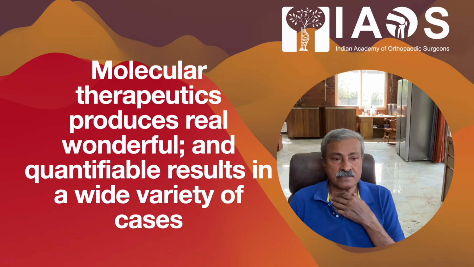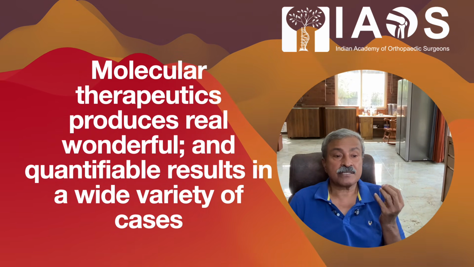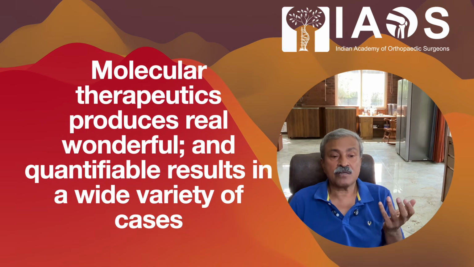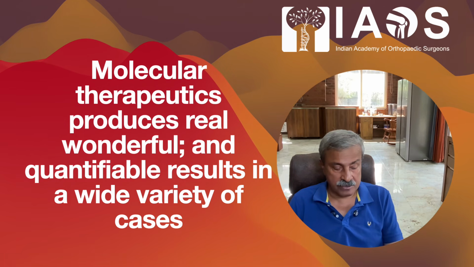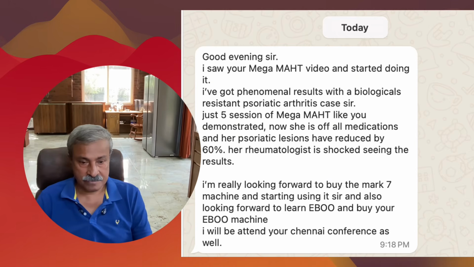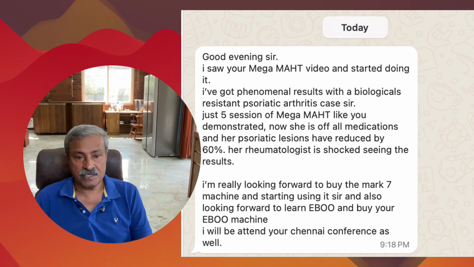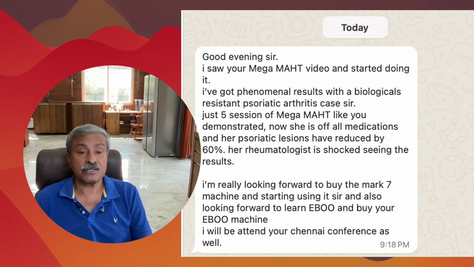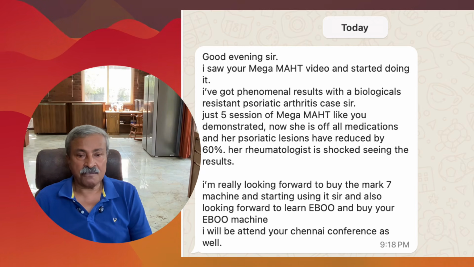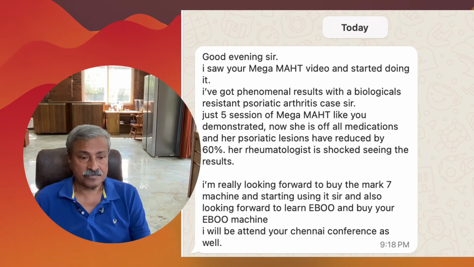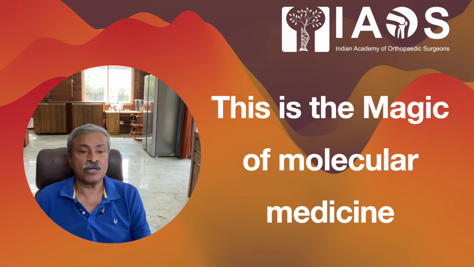These examples just tell us that molecular therapeutics produces real, wonderful, quantifiable, reproducible results in a wide variety of conditions. A WhatsApp chat very recently where somebody who had a resistant psoriatic arthropathy, and just as I had taught 5 sessions of mega MAHT, she was off her costly biologicals, lesions reduced by 60%, and her rheumatologist himself was shocked. This is the magic of molecular medicine.